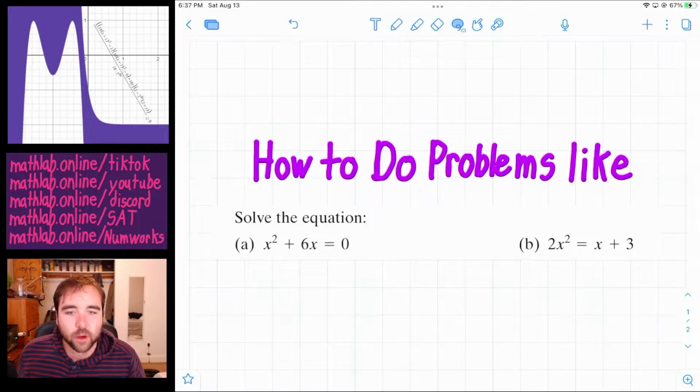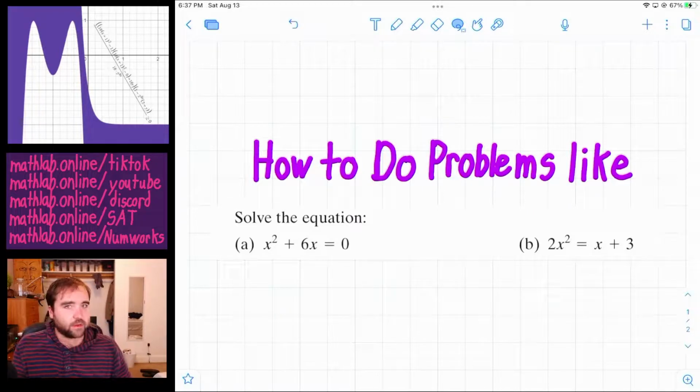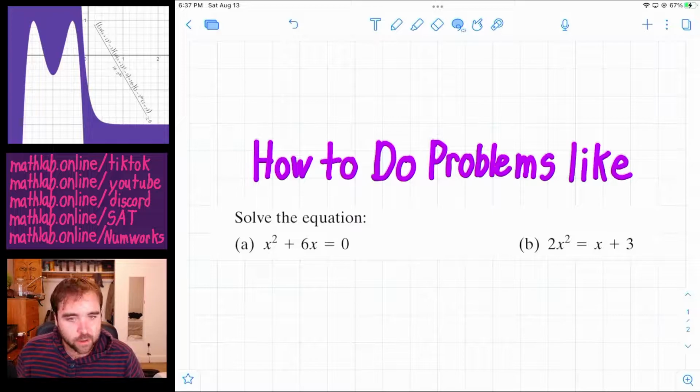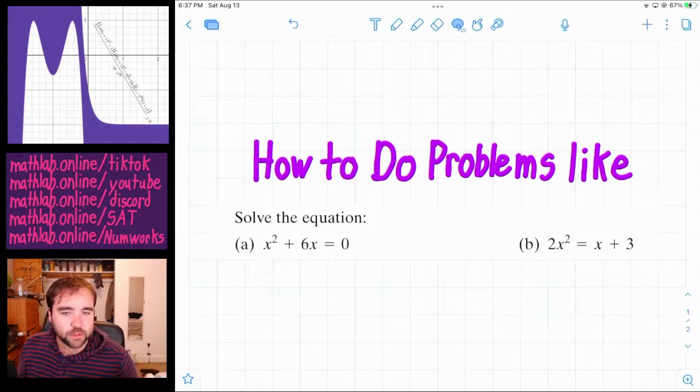All right, how do you solve a problem that looks like this? So this is a quadratic, and you can tell it's a quadratic because the highest power on the x is x squared. And so whenever that is the case, you need to factor. And before you factor, you need to get one side of the equation equal to 0.